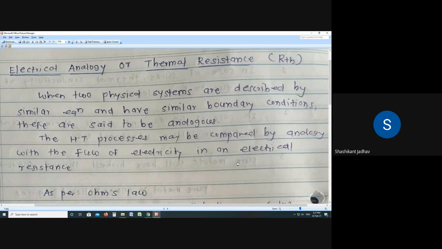So from this we get the equation of the thermal resistance for the heat, that is thermal resistance is equal to dx by k.